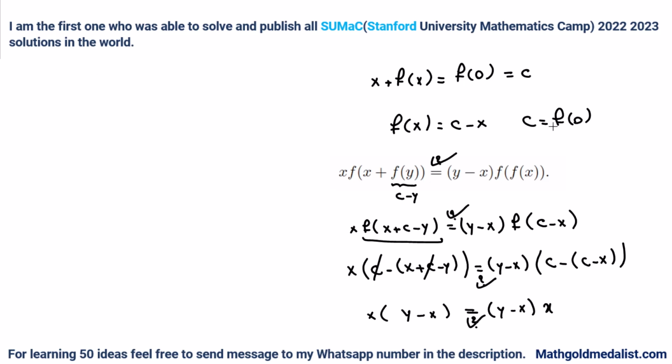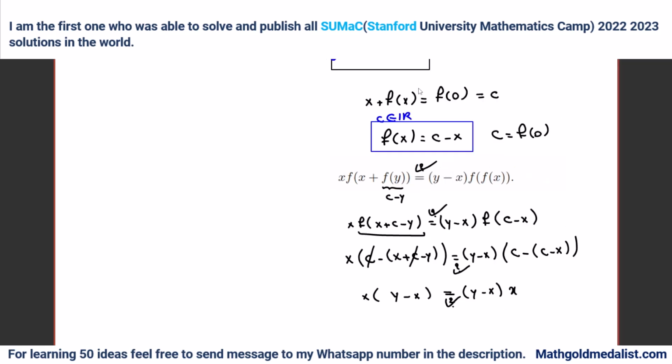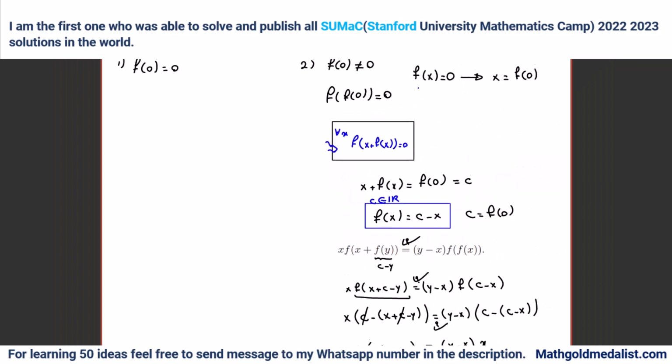c can be any number. f of 0 can be any number, so you don't need to mention this. Why? Because if you replace x with 0, f of 0 will be c, right? So you can say that c is a real number. It's one answer. Understood? Okay.